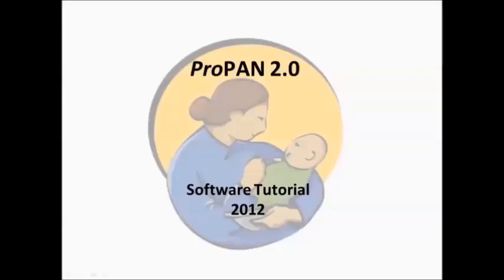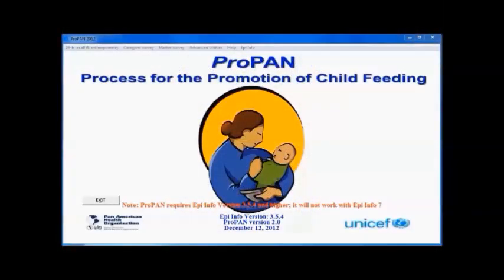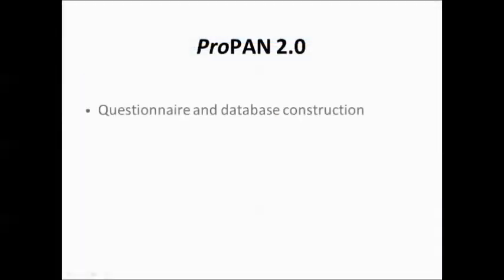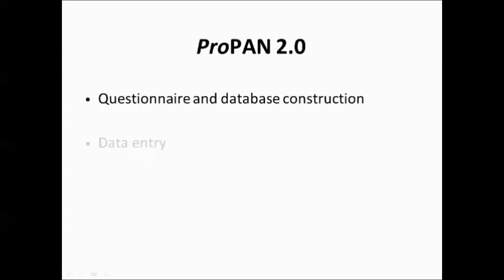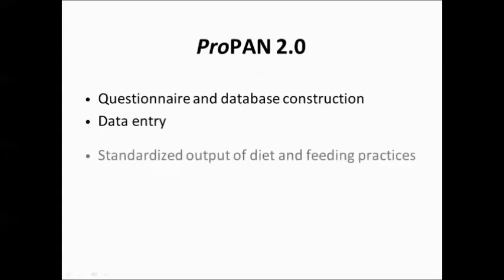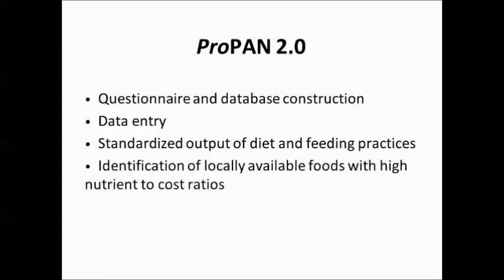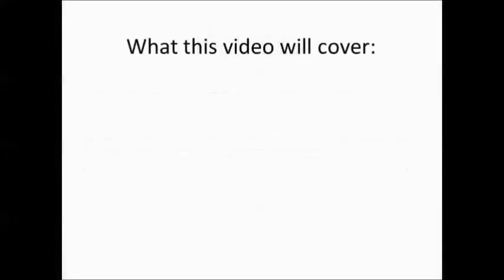Welcome to the software tutorial for ProPAN 2.0. The ProPAN software program is compatible with EpiInfo version 3.5.4, though not version 7, and allows for user-friendly questionnaire and database construction, data entry, standardized output of diet and feeding practices, and identification of locally available foods with high nutrient-to-cost ratios. This video will teach you the basics of maneuvering through the software.